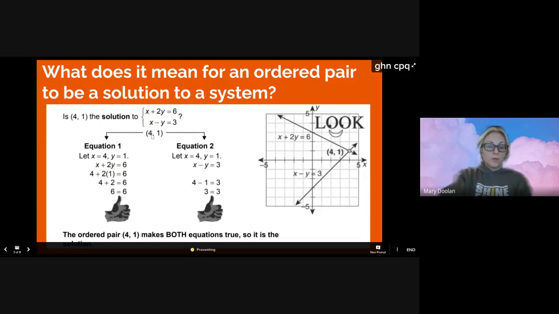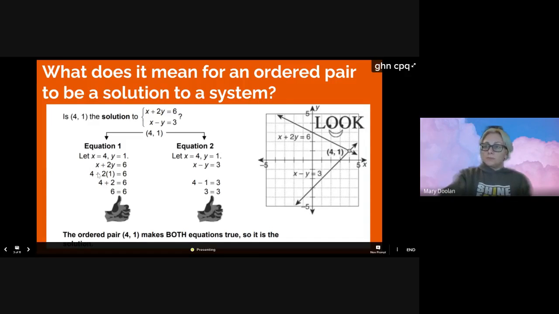So remember, in an ordered pair, it's always the x value first and then the y value second. So we want to know, does x equal 4 and does y equal 1 work in both equations? For equation 1, let x equal 4, let y equal 1. For equation 2, again, same thing, let x equal 4 and y equal 1. We want to know when we replace the x and the y with 4 and 1, do we get a true statement or not? And that's what it's showing you here.